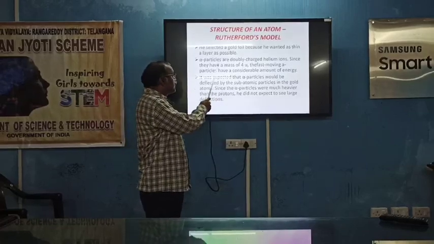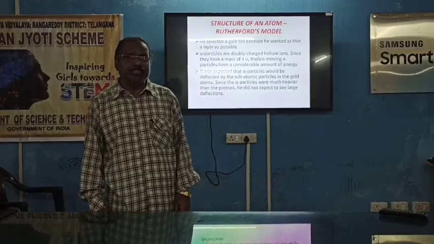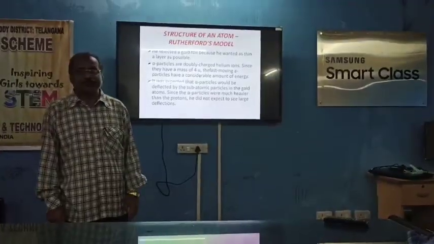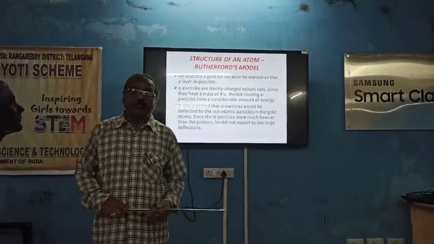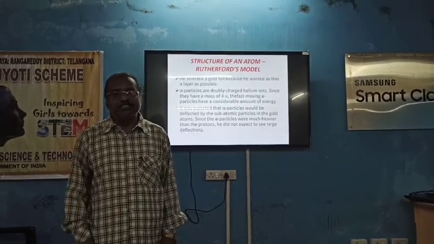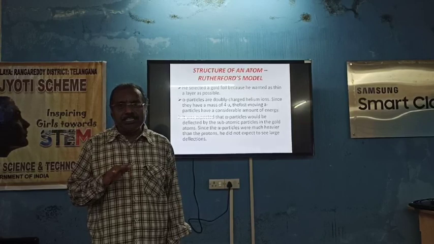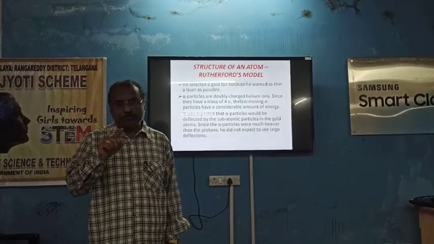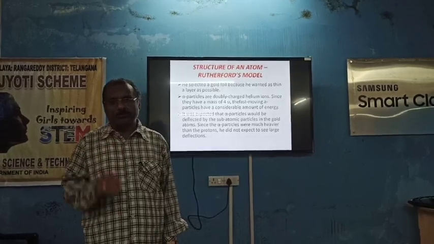And the next one is alpha particles. What are alpha particles? Alpha particles are nothing but helium particles. Their mass is taken as 4 units and charge is 2 plus, so they are nothing but helium ions, He 2+. With 2 plus meaning 2 electrons lost, and with 4 units mass.